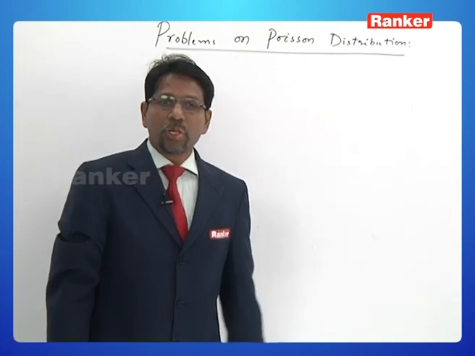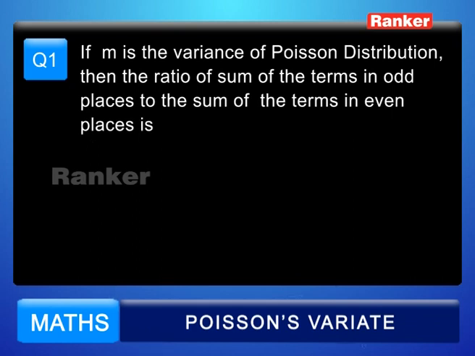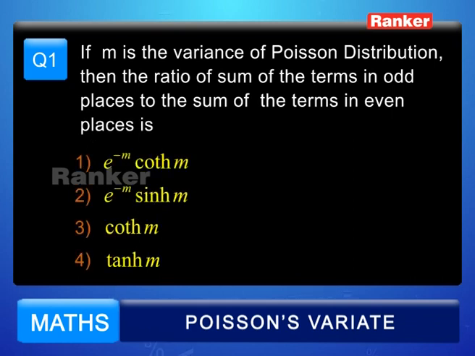Let's look at some problems on Poisson distribution. Problem number 1. If m is the variance of the Poisson distribution, then the ratio of the sum of the terms in odd places to the sum of the terms in the even places is, first option, e power minus m into cot hm, second option, e power minus m into sin hm, third option, cot hm, and fourth option, tan hm.